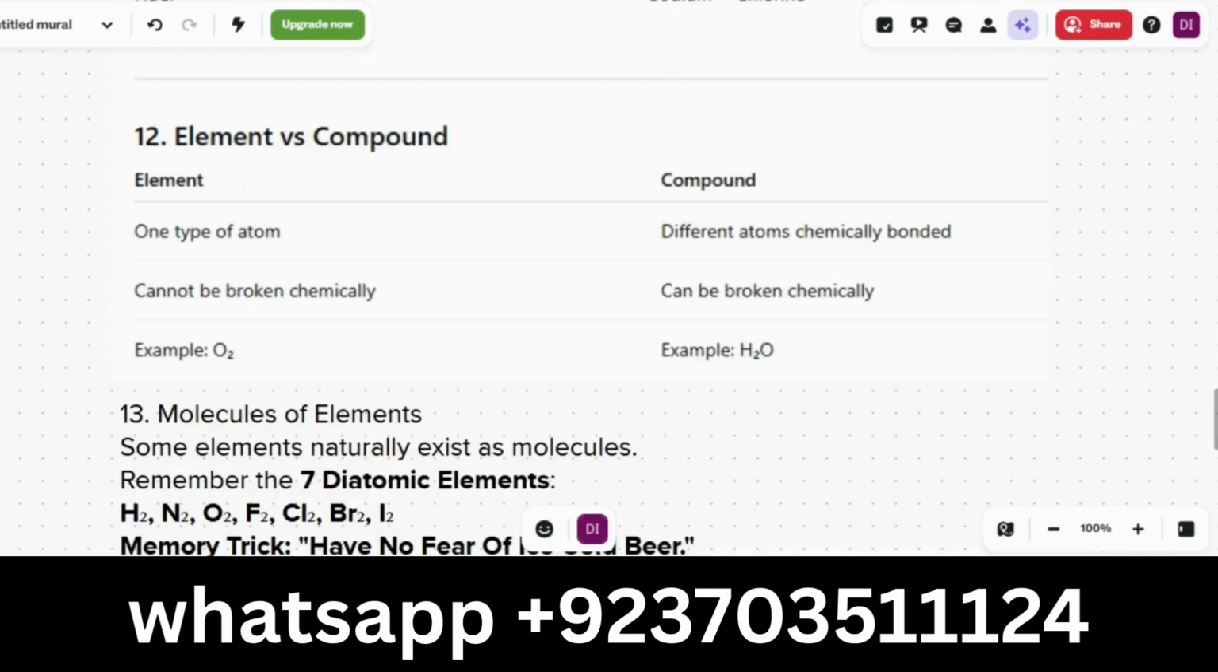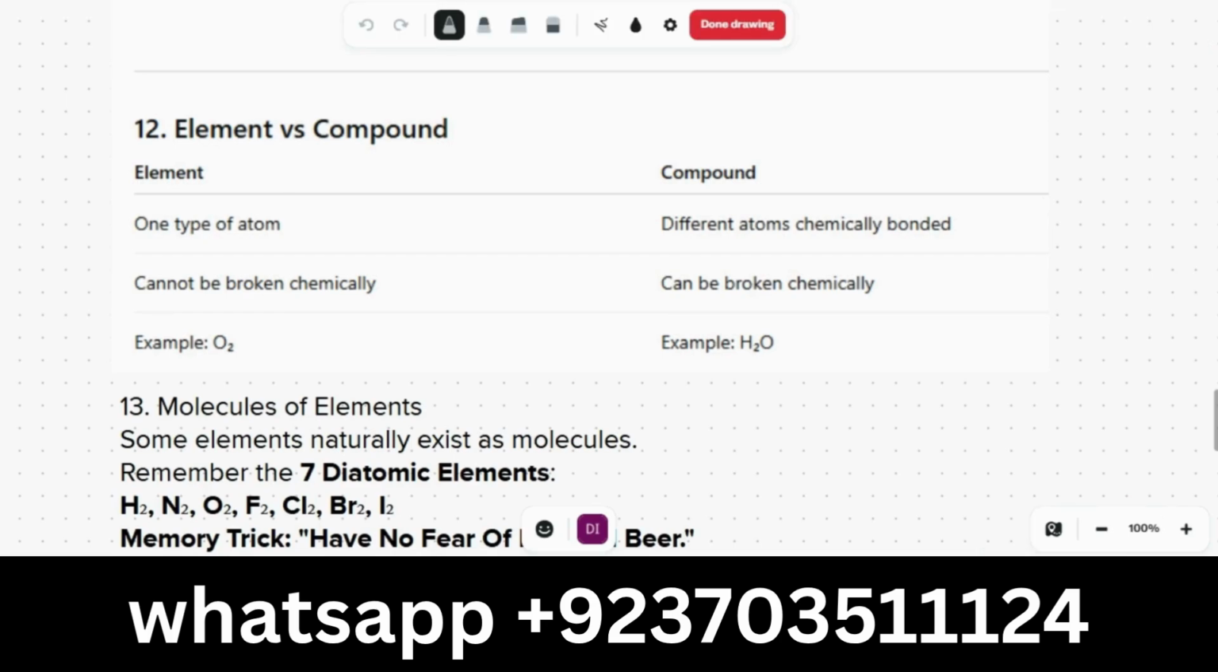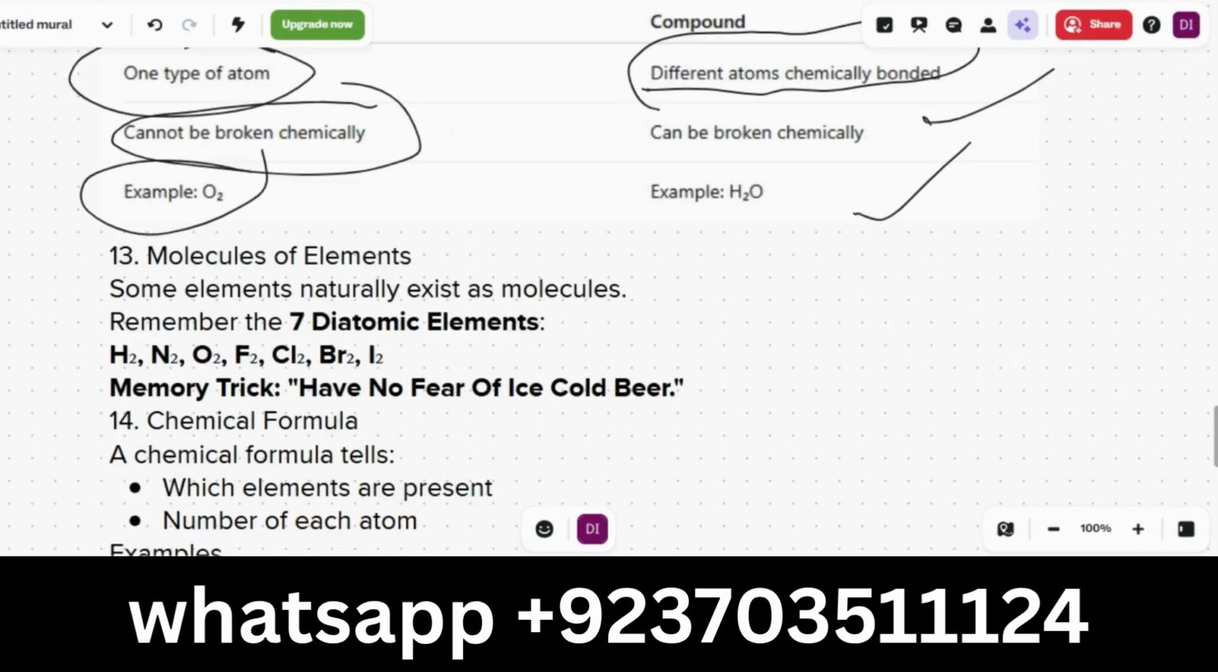Elements versus compounds. Elements have only one type of atom and cannot be broken down chemically. Okay, example O2. Whereas compounds have different atoms chemically bonded and can be broken down. For example, water. Okay, water has different types of elements.